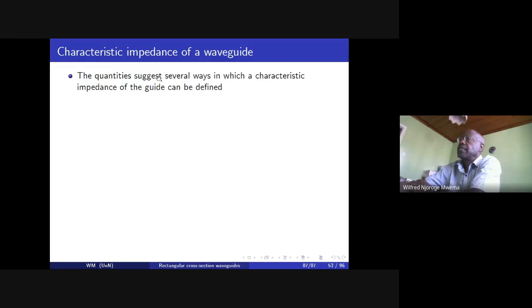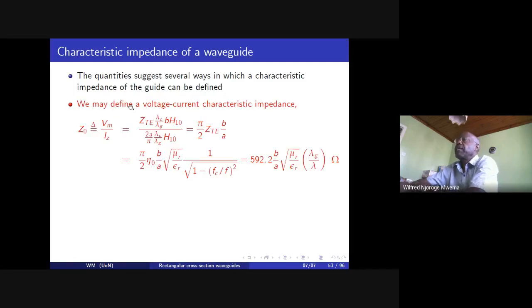So the quantities then suggest several ways in which a characteristic impedance of the guide could be defined. One, we may define a voltage current characteristic impedance, which we are going to call Z0, defined as the maximum voltage, that is the voltage we computed along the line of maximum electric field, divided by the total axial current, Iz. And we get a value of pi by 2 Z_TE multiplied by the ratio of the guide height to guide width, which is called the aspect ratio of the guide.